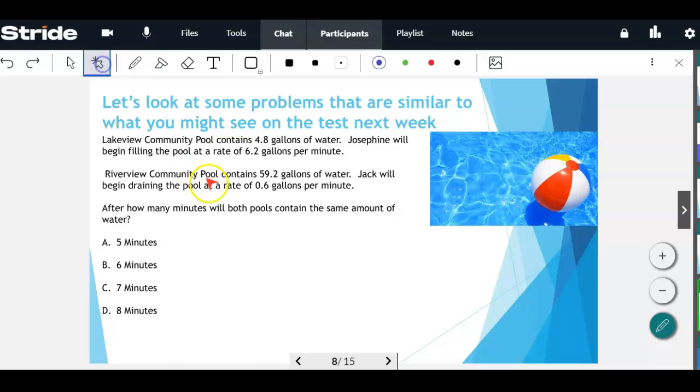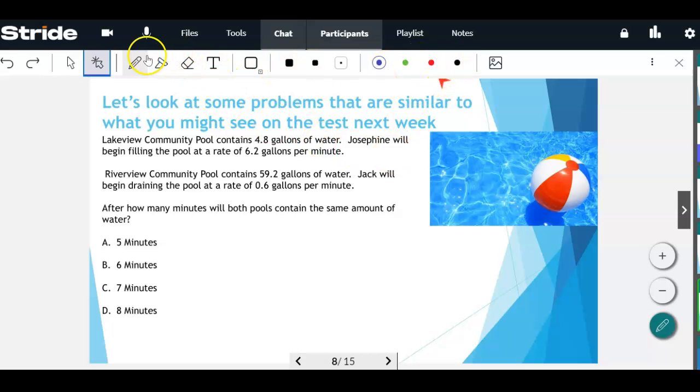All right, so word problems. This one says, the Lakeview Community Pool contains 4.8 gallons of water. Josephine will begin filling the pool at a rate of 6.2 gallons per minute. Riverview Community Pool contains 59.2 gallons of water. Jack will begin draining the pool at a rate of 0.6 gallons per minute. After how many minutes will both pools contain the same amount of water?